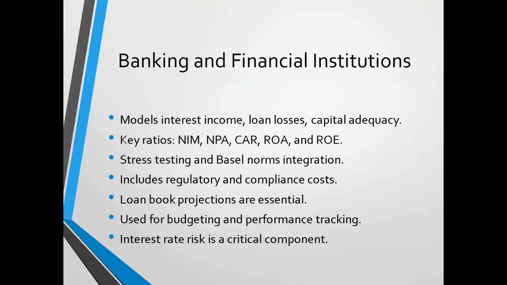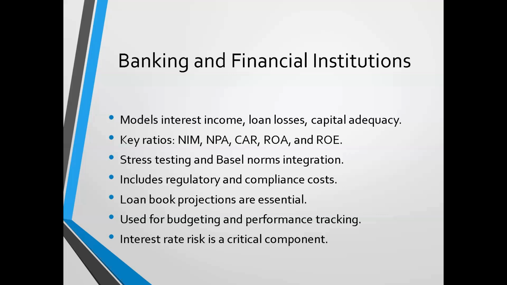Banking and financial institutions models interest income, loan losses, capital adequacy, key ratios: NIM, NPA, CAR, ROA, and ROE. Stress testing and Basel norms integration includes regulatory and compliance cost. Loan book projections are essential, used for budgeting and performance tracking. Interest rate risk is a critical component.